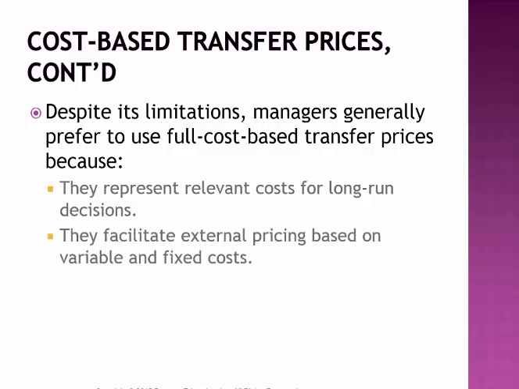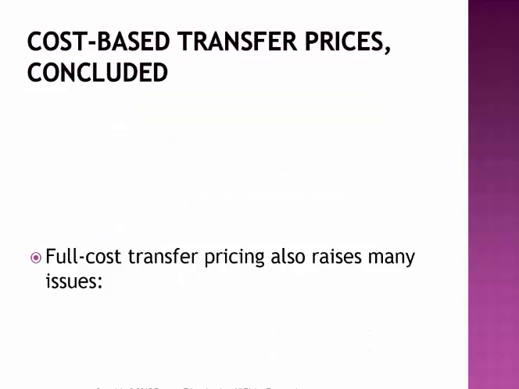They facilitate external pricing based on variable and fixed cost, of course, and they are the least costly to administer. If we can capture all of our full cost elements, boom, it's in our accounting information system. Our financial reporting numbers are collecting all of this stuff, and so it's least likely to cost us as much time because we've got that.